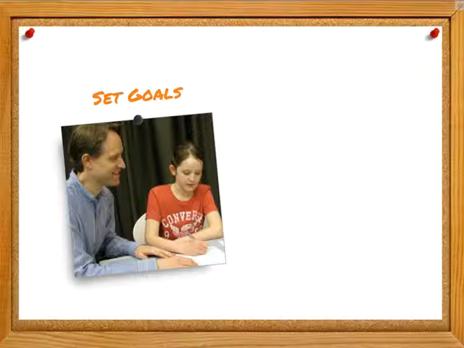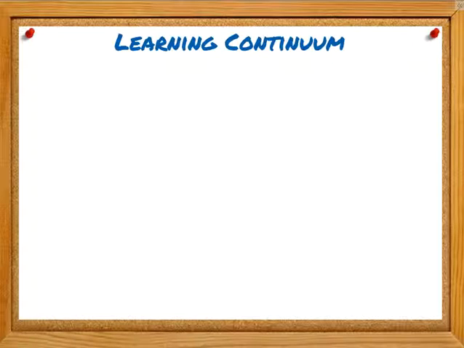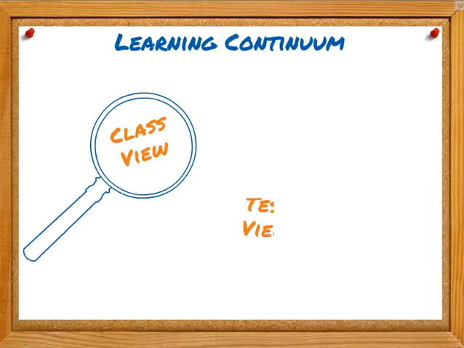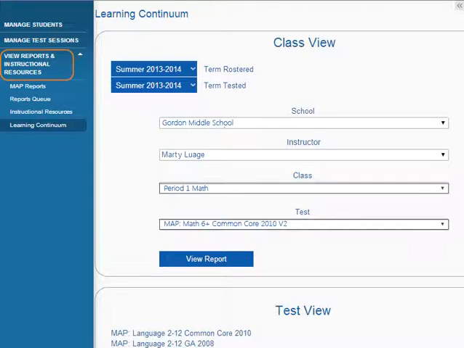Once I have an idea of my students' strengths and weaknesses, I begin to work with them on setting goals. That's when I turn to the Learning Continuum report. It's an interactive report with two views, the class view and the test view. I can access them both when I log into MAP and open the View Reports and Instructional Resources section. The class view is specific to my students, while the test view is a general look at the test subject.